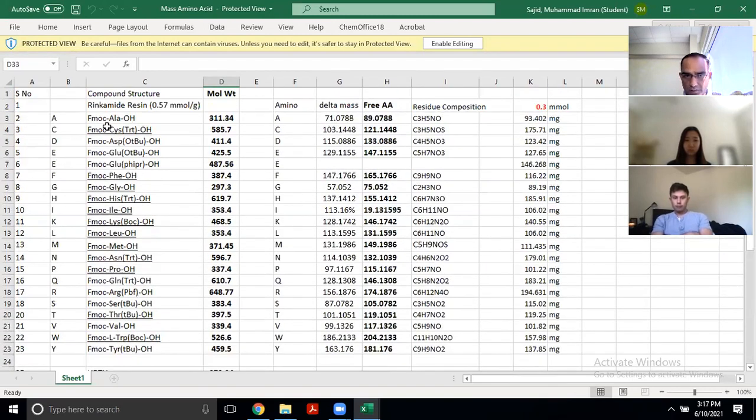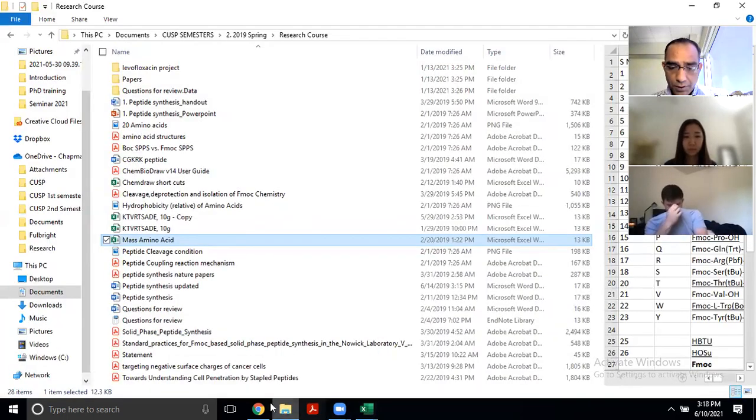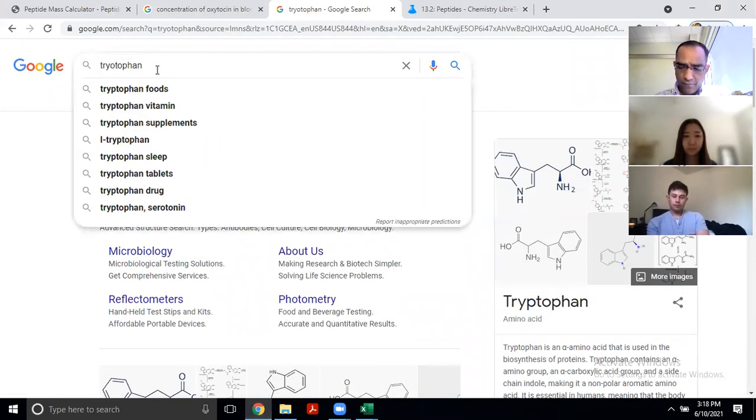What is this FMOC? It is a protecting group, which is protecting the NH2 group. It always protects the alpha amino group. What I am saying is, let me show you here in Google. FMOC tryptophan.